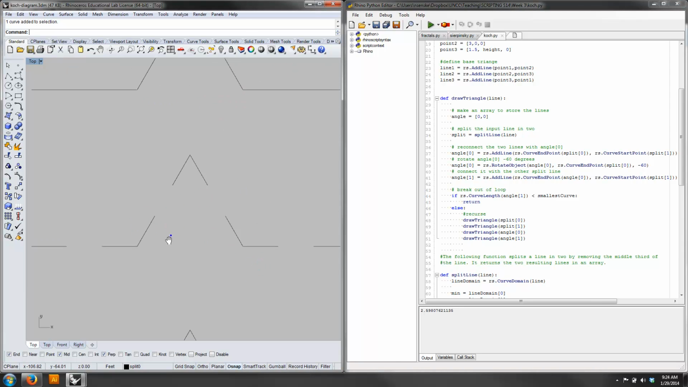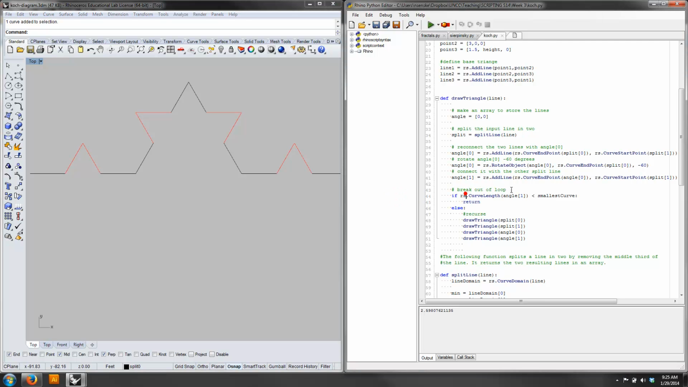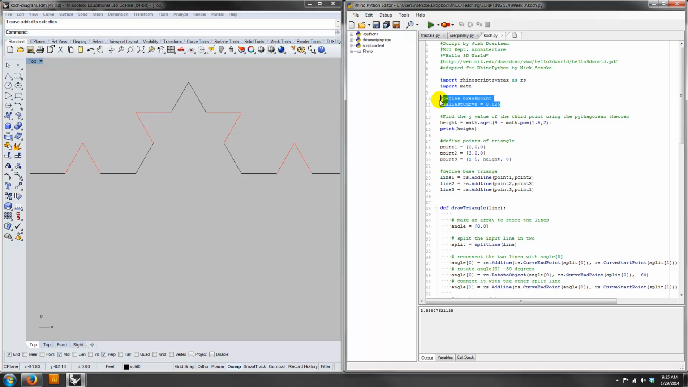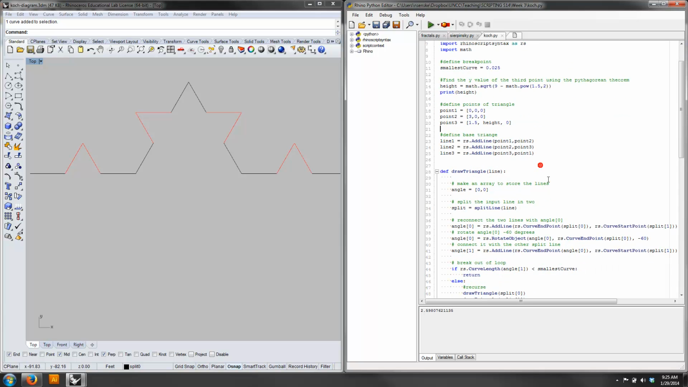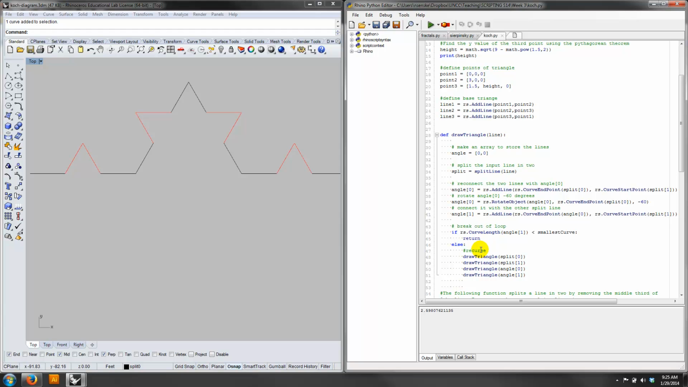So we're going to split all those lines, and then we're going to add the pieces to those lines, and so on and so forth. And then these will be split, and then they'll be added. And that's how the Koch Snowflake works. Again, you can change the amount of recursion by changing the breakpoint in the loop.